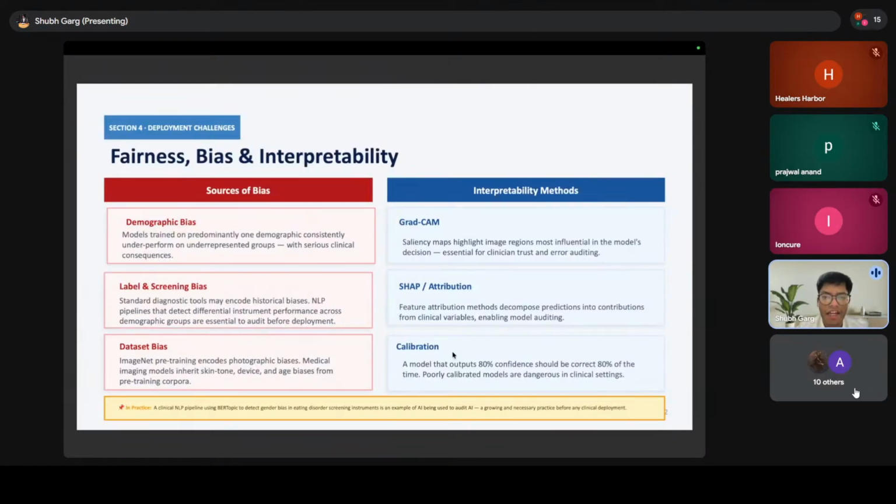Next, bias carried over from pre-training. ImageNet was curated without much diversity. Medical imaging models that use ImageNet weights inherit its demographic and photographic biases. This needs to be actively audited, not assumed away.